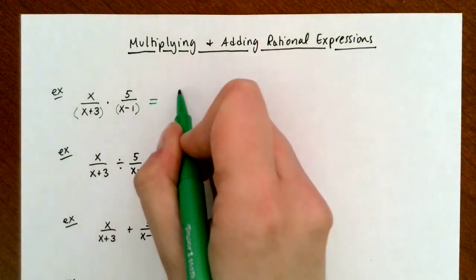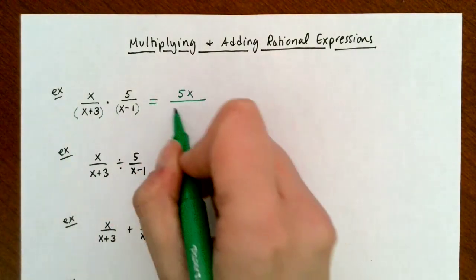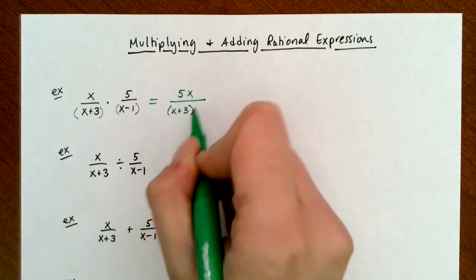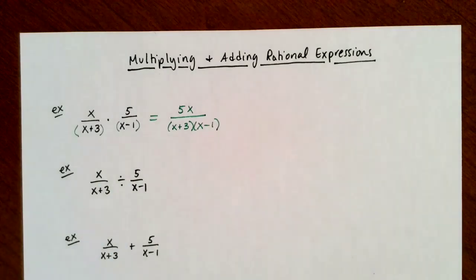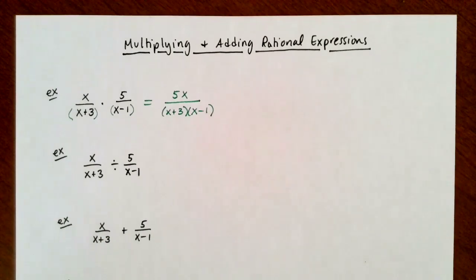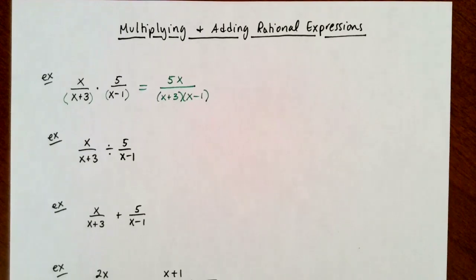All right, so x times 5 is 5x. And then on the bottom, you could either FOIL this out or just keep it as is. Like I said, I won't FOIL stuff out in this video, so I'll just leave my answer in that form.